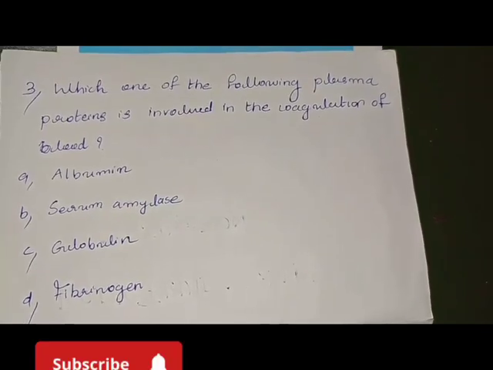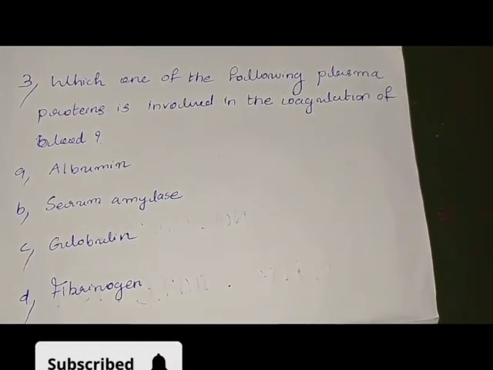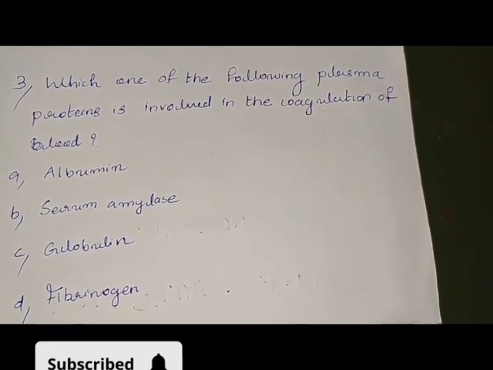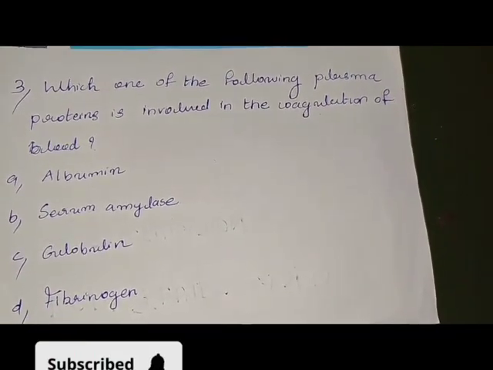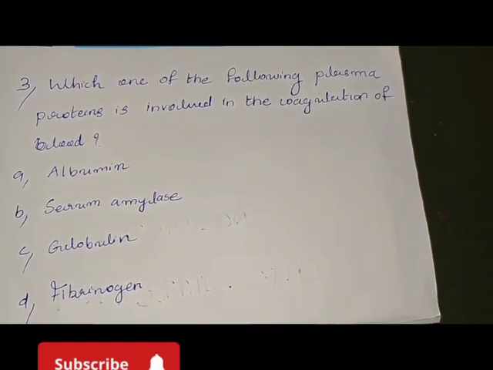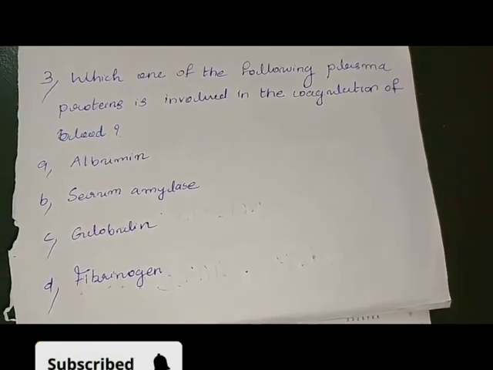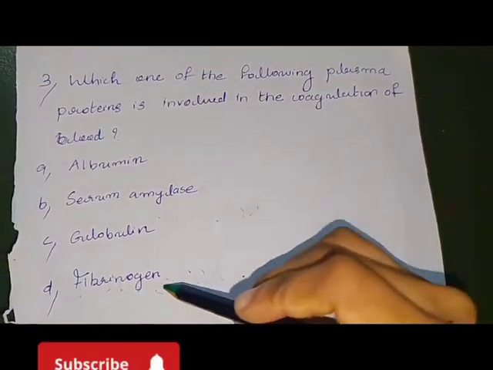3. Which one of the following plasma proteins is involved in the coagulation of blood? Option A. Albumin. B. Serum amylase. C. Globulin. D. Fibrinogen. Answer option D. Fibrinogen.